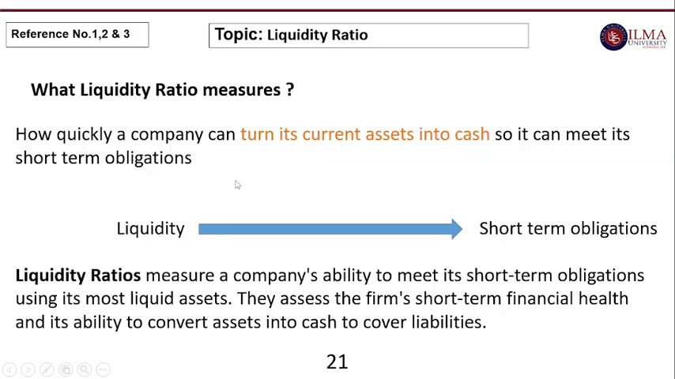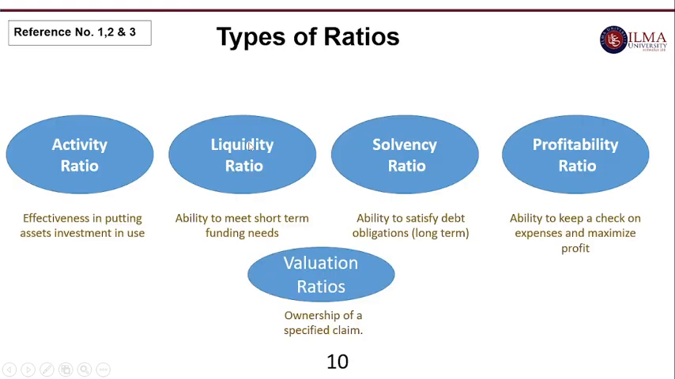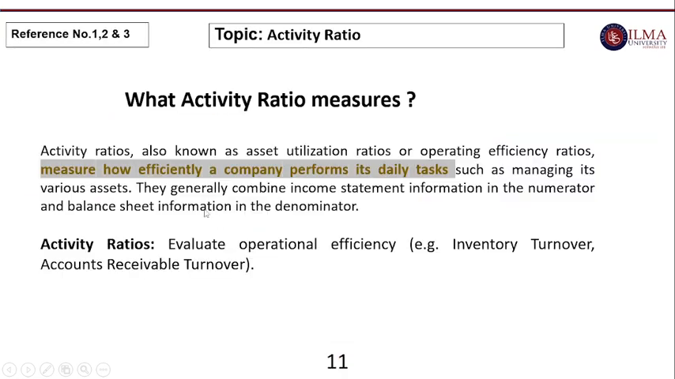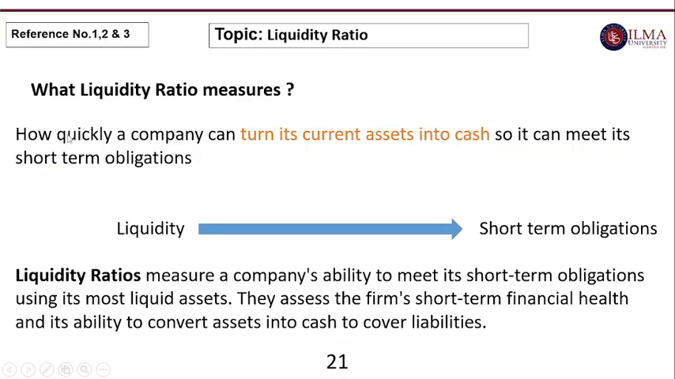Second, we have liquidity ratio. Over here we are seeing the ability to meet short term funding needs. So liquidity ratio is about short term funding needs. It is how quickly a company can turn its current assets into cash so it can meet its short-term obligations. Second definition: liquidity ratio measures a company's ability to meet short-term obligations using its most liquid assets. They assess the firm's short-term financial health and its ability to convert assets into cash to cover liabilities.